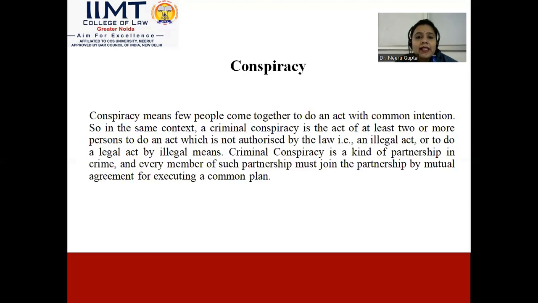Conspiracy. Conspiracy means a few people come together to do an act with common intention. In the same context, a criminal conspiracy is the act of at least two or more persons to do an act which is not authorized by law, an illegal act, or to do a legal act by illegal means. Criminal conspiracy is a kind of partnership in crime, and every member of such partnership must join by mutual agreement for execution of a common plan.